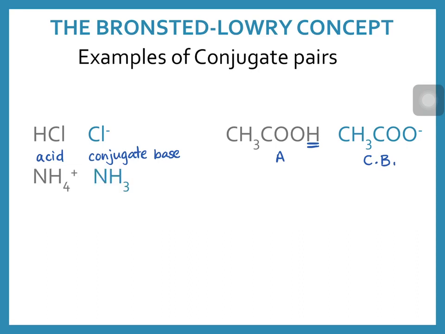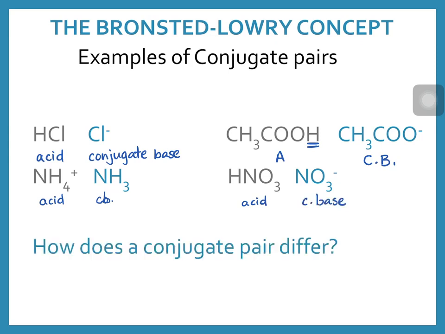Then we have ammonium and ammonia. I have an H here, which makes this an acid that it can donate, and then ammonia now could accept an H, so that is the conjugate base. And then nitric acid has a hydrogen that it donates, and that makes this a conjugate base. It would be able to accept a hydrogen. So the only difference between our conjugate pairs is one proton, or one H+.